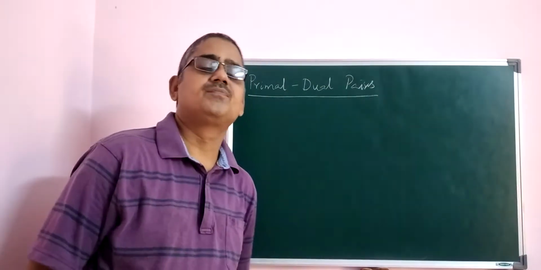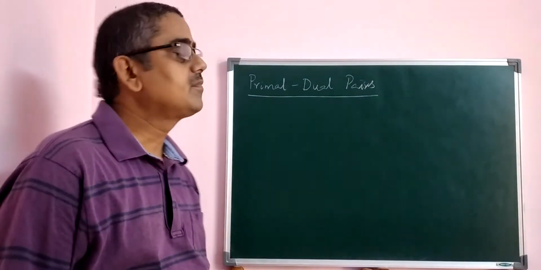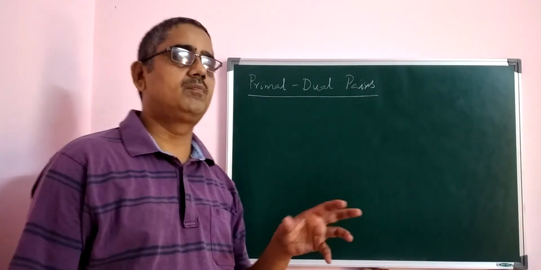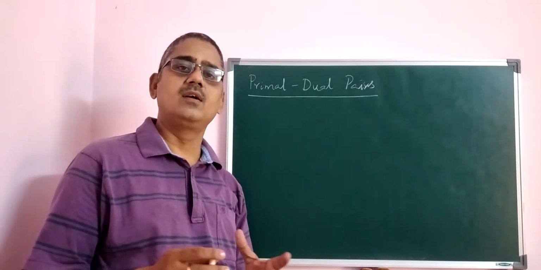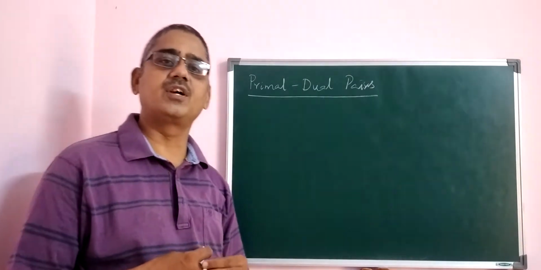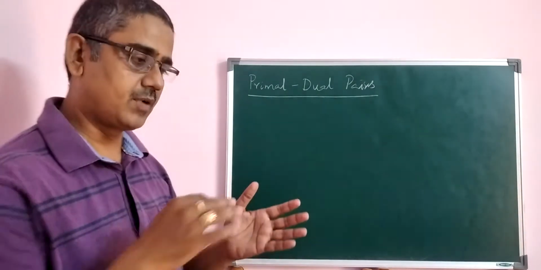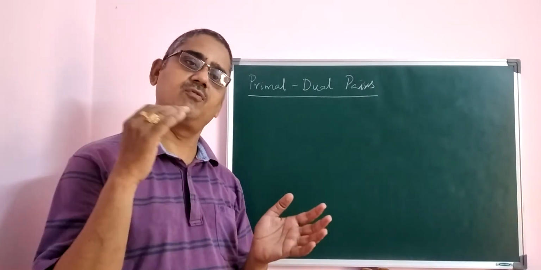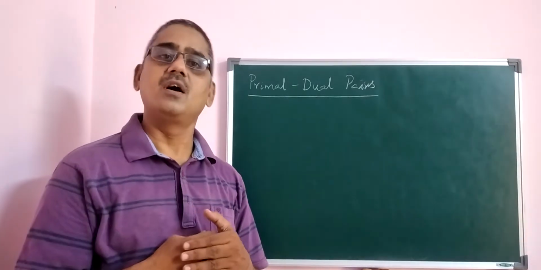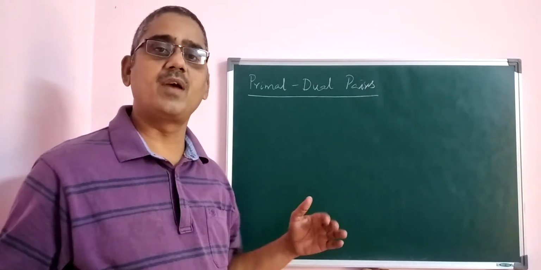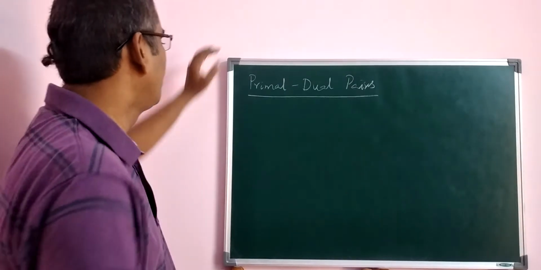Welcome back. In this lesson, I discussed some of the primal-dual pairs. In matrix form, I explained that if we consider a primal, then what would be the dual of that particular primal LPP?